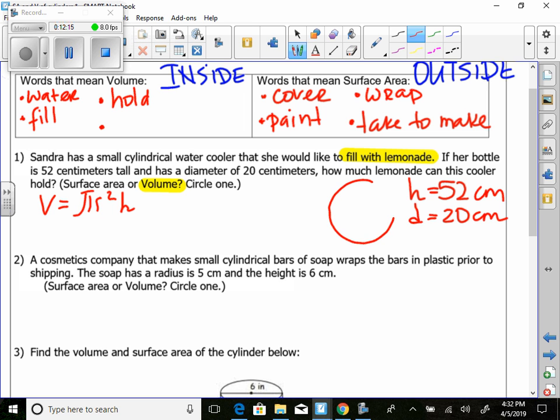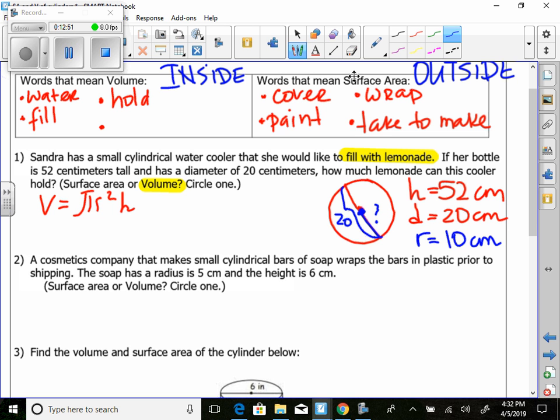But I know that in a circle, diameter is the line that goes all the way from one side to another through the center. And I know that the radius is the line that goes only halfway, okay? So that tells me that radius is half of a diameter. So if I know that diameter is 20, so this whole line is 20, what would be half of it? Half of it will be 10. 20 divided by 2 is 10 centimeters.